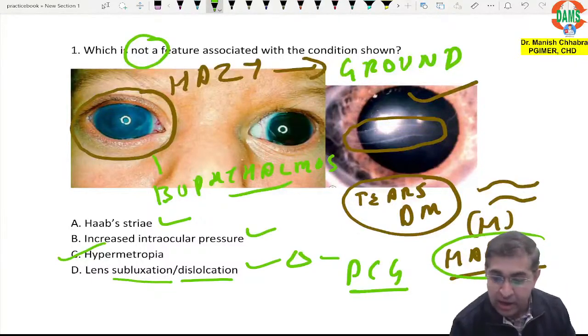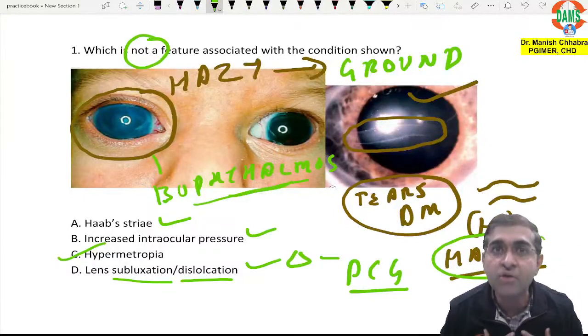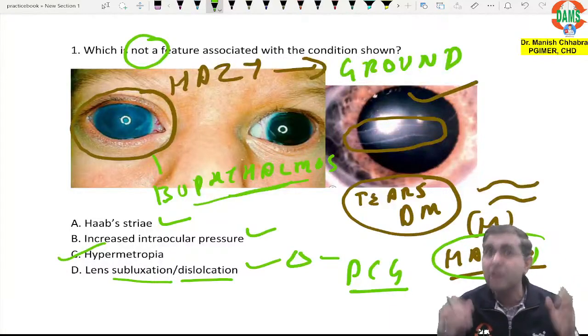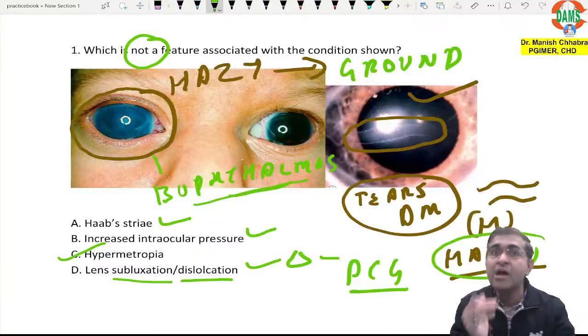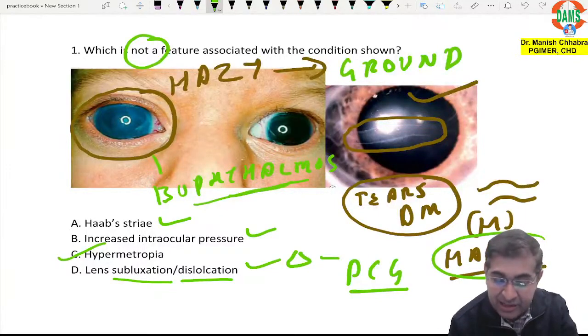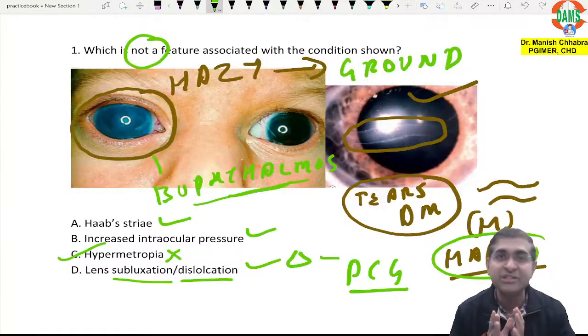And what happens in primary congenital glaucoma? I told you that there will be buphthalmos, an increase in the size of the eyeball. When there is an increase in the size of the eyeball, will you have myopia or hypermetropia? It will have hypermetropia. Here it is given myopia, so this is the incorrect option, boys and girls. So hypermetropia is the answer here.